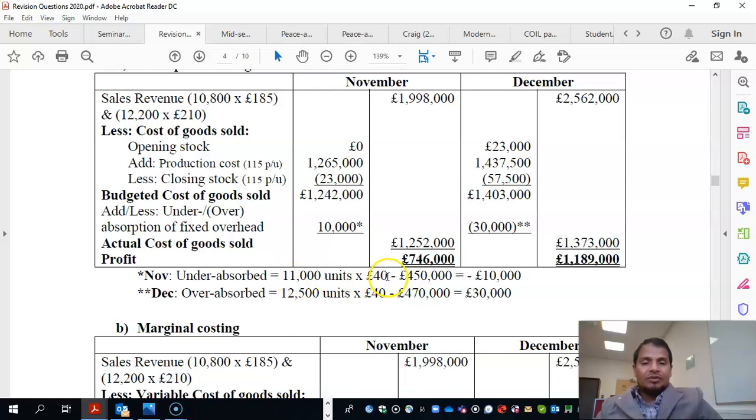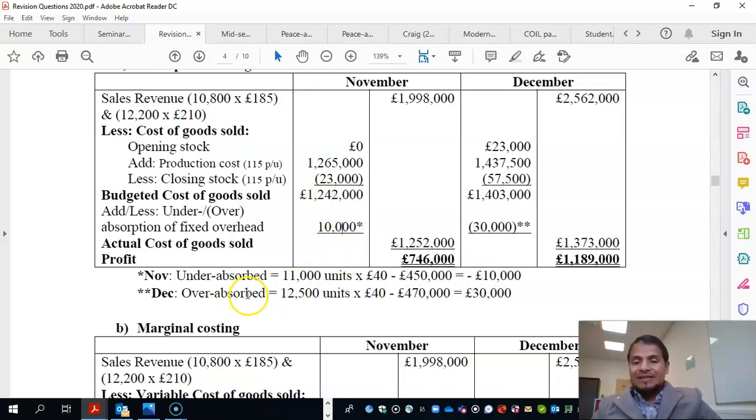If you multiply it, if you say 11,000 times 40, it is 440,000, but the actual cost is this. So there is a difference. This is what we need to adjust. So we showed 440,000, but the actual cost is 450,000. So we need to add 10,000. We need to include it.